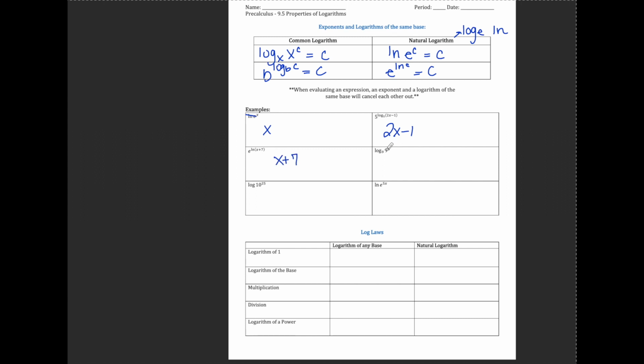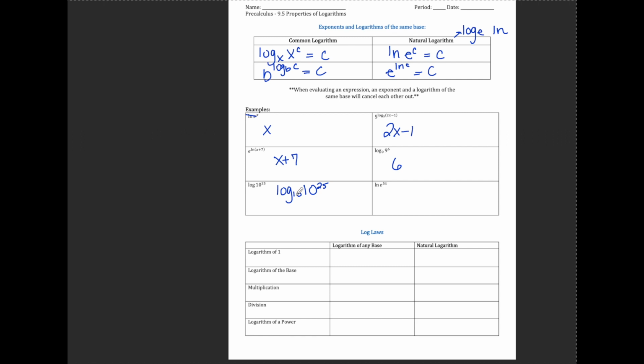Log base 9 of 9 to the 6th. The log base and what you're taking the log of match. They cancel each other out. You're left with just 6. Here, something interesting to note, I have log of 10 to the 25th, and there's no base specified. When they don't specify the base, that implies a base of 10. That's the common log. So this really says log base 10 of 10 to the 25.